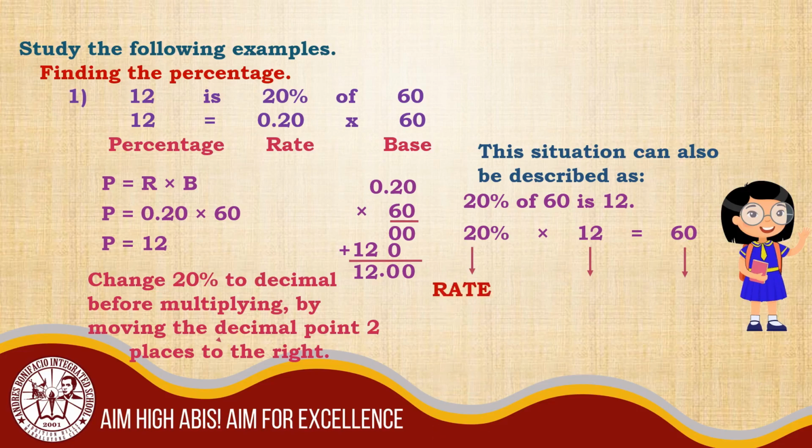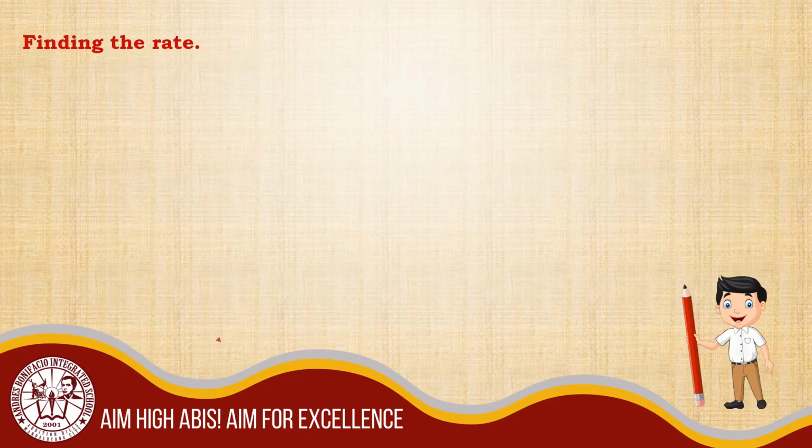20% is the rate, 12 is the percentage, and 60 is the base. Finding the rate. Same statement, 12 is 20% of 60. 12 is equal to 20 hundredths times 60.